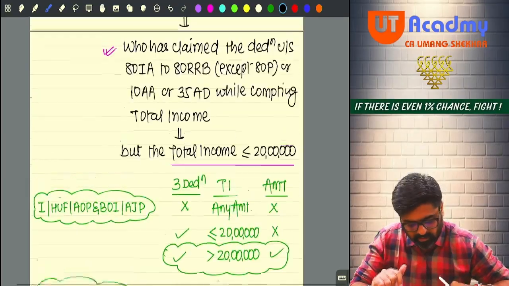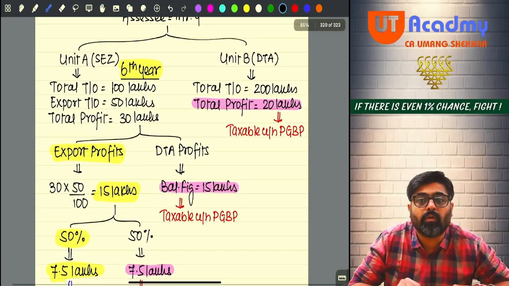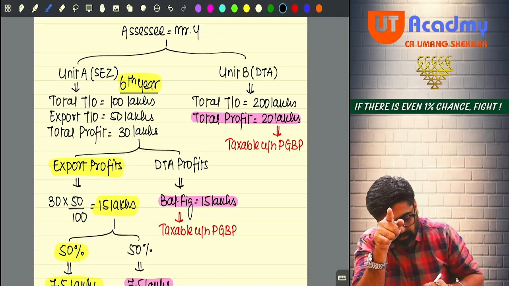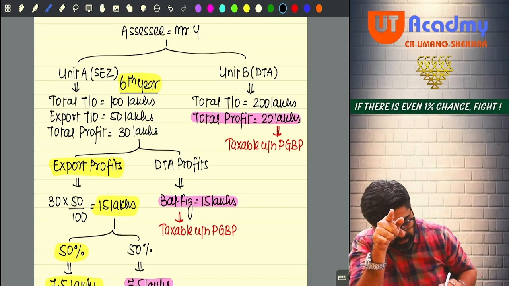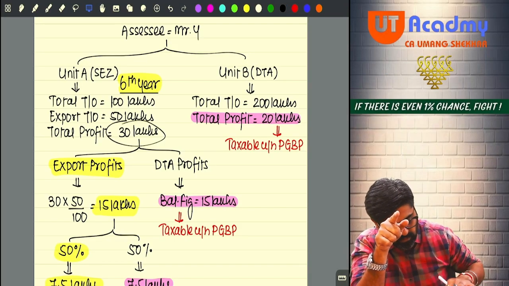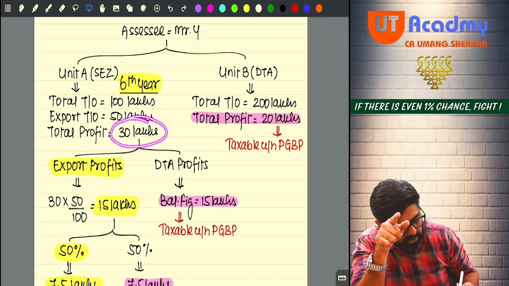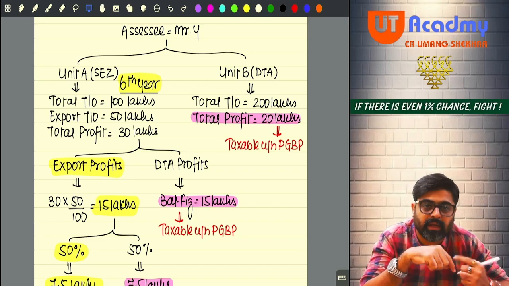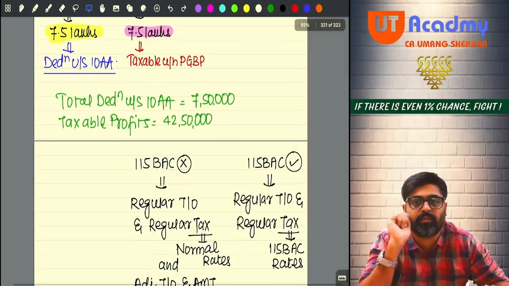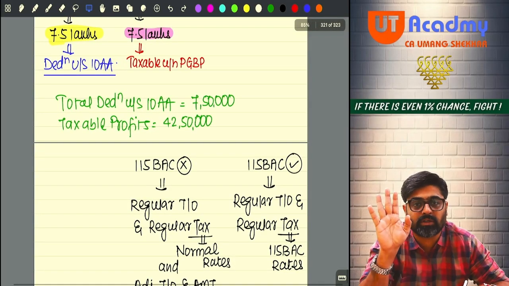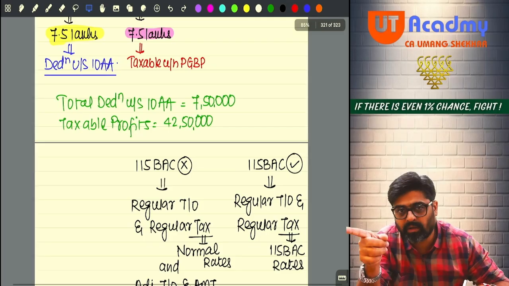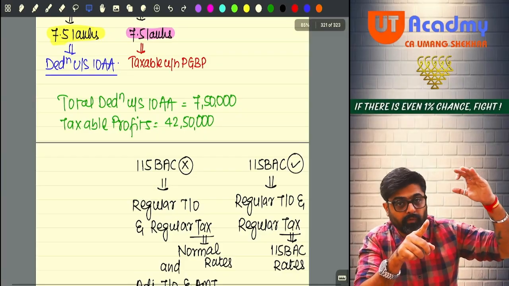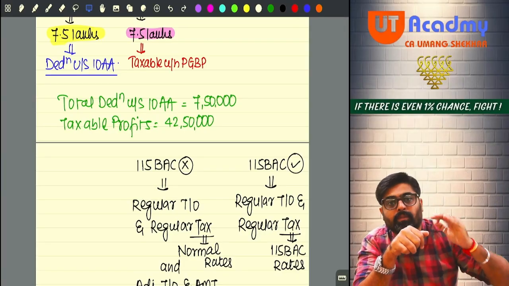Just imagine, in this question which we solved, how much profit you earned? You earned 50 lakhs. See, 30 lakhs from this SEZ business, you are earning 30 lakhs. And here you are earning 20 lakhs. But on how much profit are you paying tax? Are you going to pay tax on the entire profits? No, you are going to pay tax only on 42.5 lakhs. 7,50,000 still earned by you as a profit will be there in your hands. But are you paying tax on your entire profits? No, out of 50 lakhs, only on 42.5 lakhs you are paying tax.